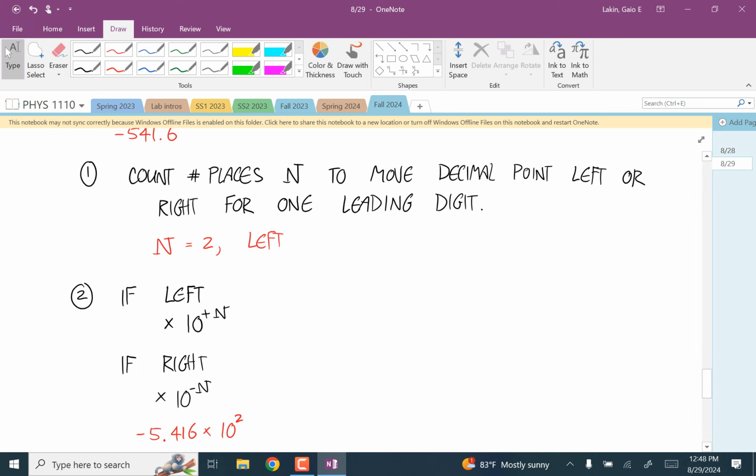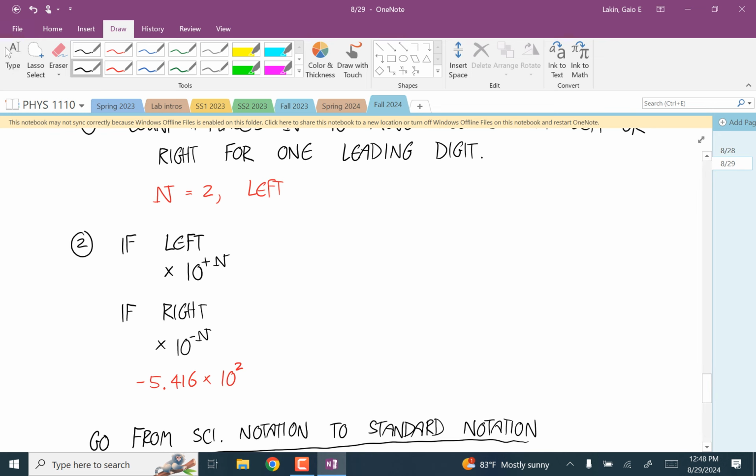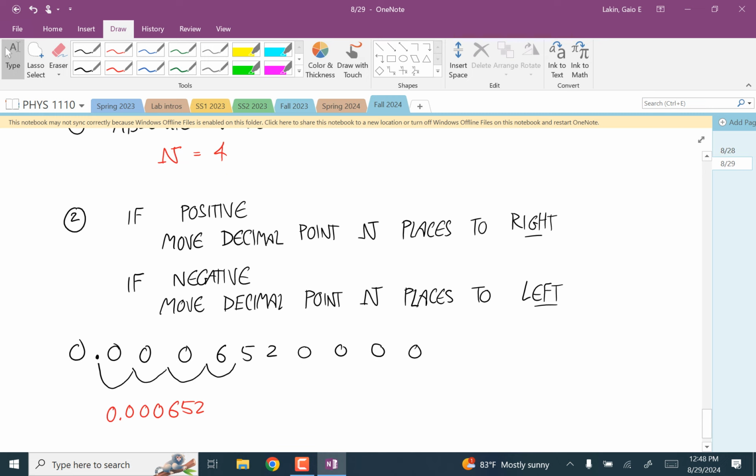So in the first one, positive exponents are associated with moving the decimal point to the left. In the second one, positive exponents are associated with moving it to the right. It's because one has to undo the other one for this to work. Okay.